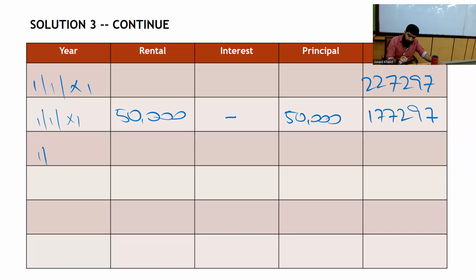Again, the next rental was paid on 1st January 2002, and definitely that rental amount is 50,000. And now the interest column. Would the interest be again zero? No, because on 1st January 2001 the liability was 177,297, and from 1st January 2001 till 1st January 2002, the whole year passed, and the liability remains unpaid for the whole year, and the interest would be charged at the rate of 5%.